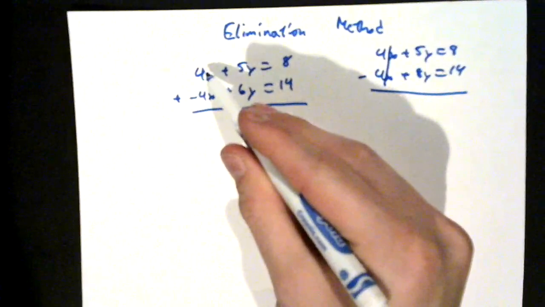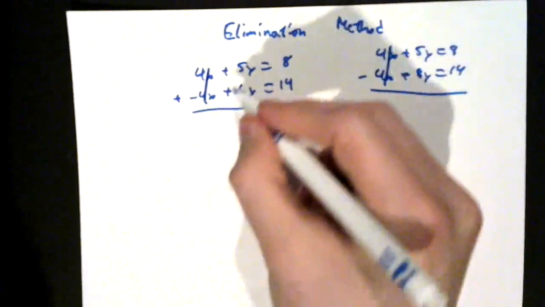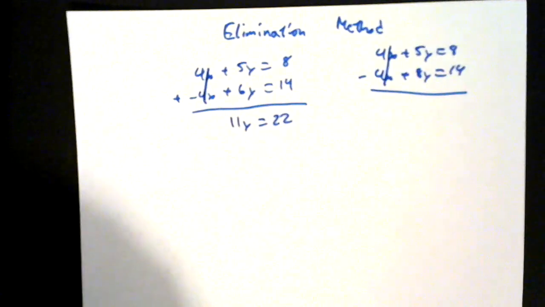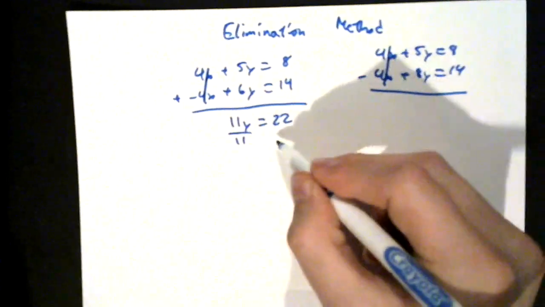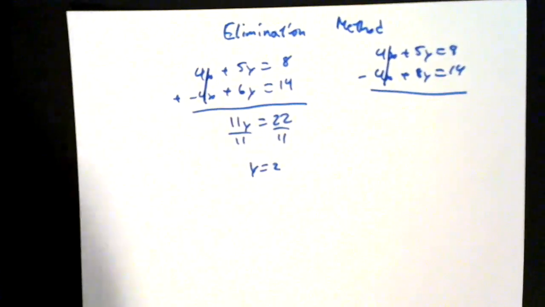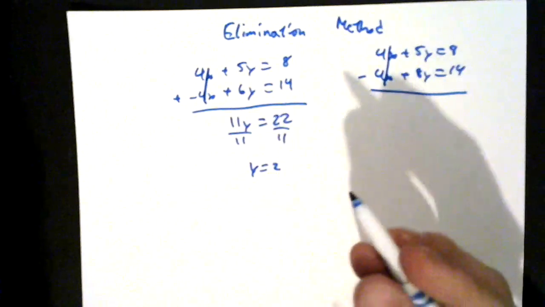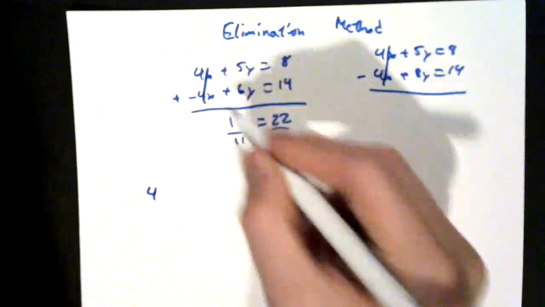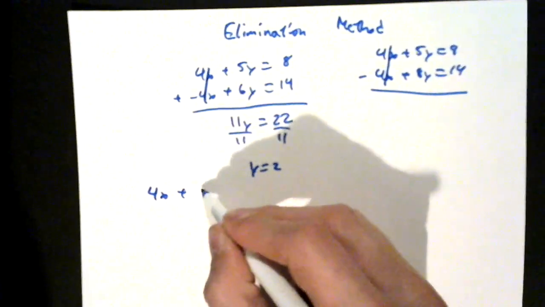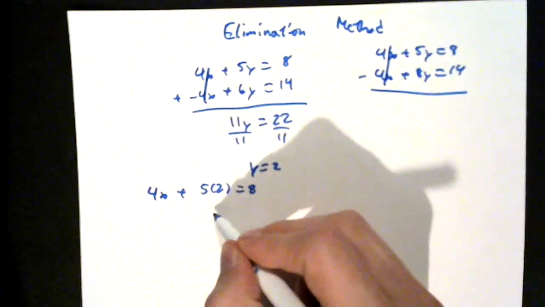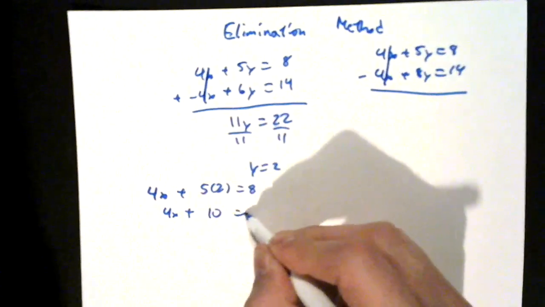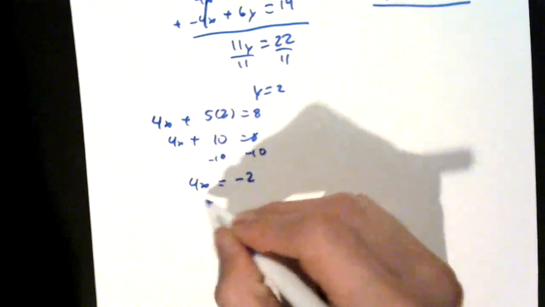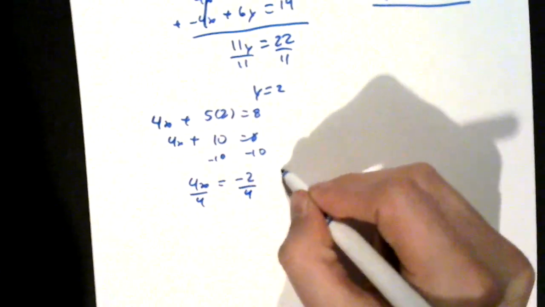In this case, you can add and now cancel that out, and so 5 plus 6 is 11y. 8 plus 14 is 22. Well, that's pretty convenient. Now we can divide by 11 on both sides, and we get y equals 2. Now, since we know y, you can plug it into either equation. Either will work. We'll do the top one. 4 times x plus 5 times 2 equals 8. So 5 times 2 is 10, plus 4x equals 8. Subtract 10 from both sides. 4x equals negative 2. Divided by 4, x equals negative 1/2.